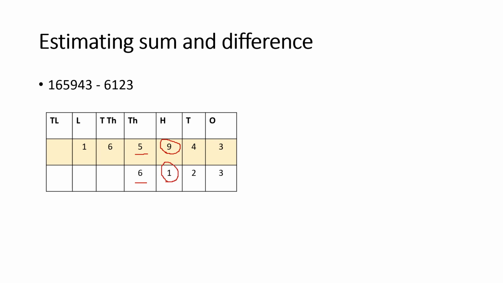Now we know how to round off. Yes, we know very well. So 9 is greater than 5. It is a condition of round up and it will be 1,66,000. And in this number 1 is less than 5. It means it is a condition of round down. 6 will be 6. It means it is 6,000. Now what we have to do? Yes, subtraction. So after subtraction, 1,60,000. It is estimating difference.